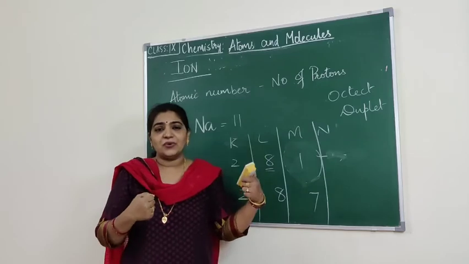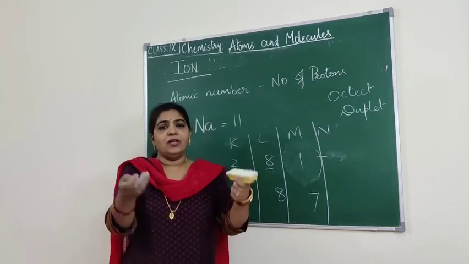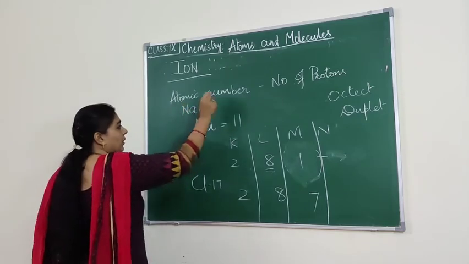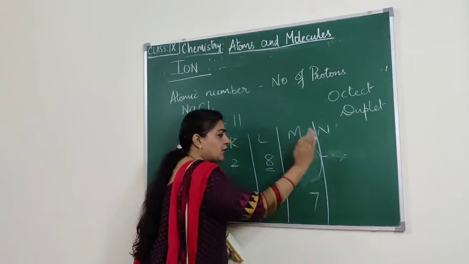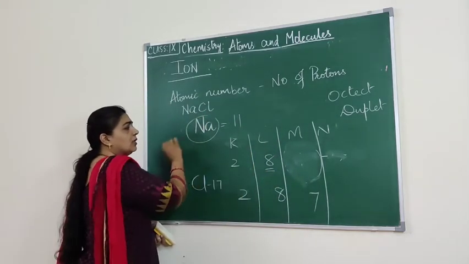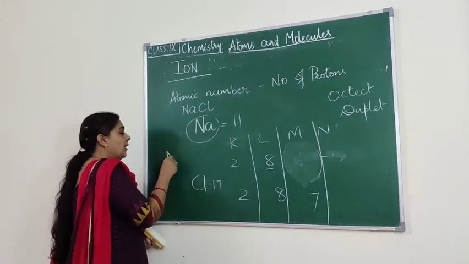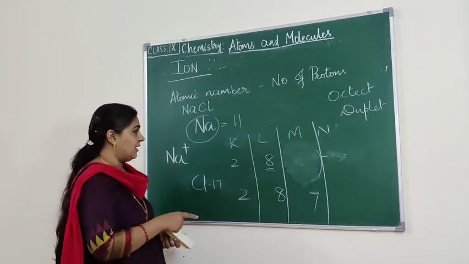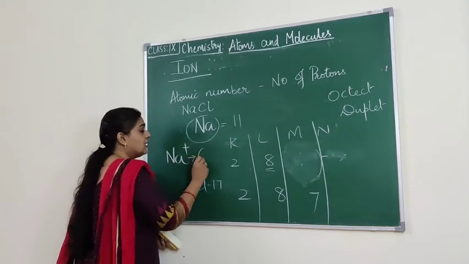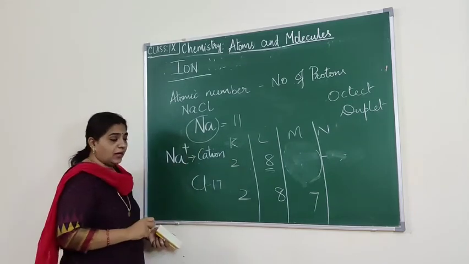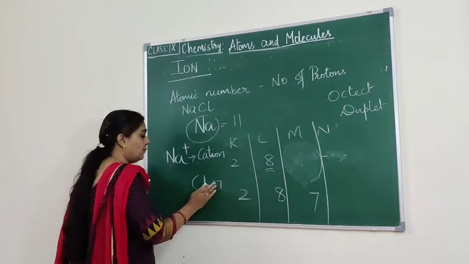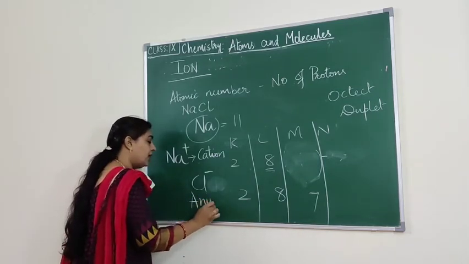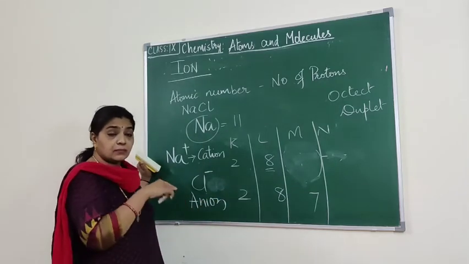Now the sodium and chlorine will come to an agreement. Sodium says, I'll give you one electron, you take the electron and we'll stay together. That's how it becomes the sodium chloride compound. When sodium gives up one electron, we don't call it a sodium atom, we call it a sodium ion, because it has lost one electron and become a positively charged particle. As soon as it becomes positively charged, it is a cation. And here chlorine has accepted the electron, so it becomes negatively charged. That is an anion. So now this is the sodium ion and this is the chloride ion.